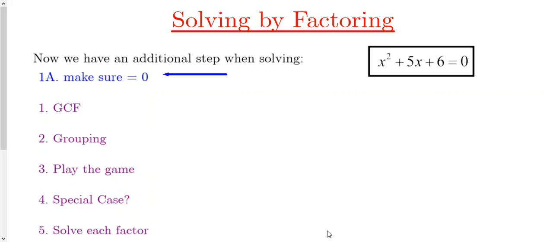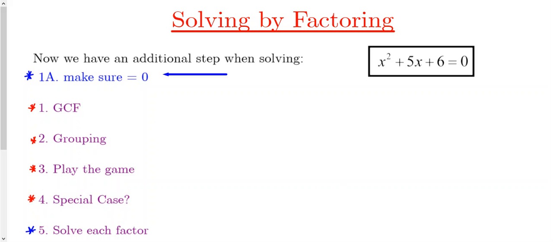So as a review, we still have our 4 steps to factoring that we have to be aware of. And that was our GCF, grouping, playing the game, and then if those didn't work, checking, is this a special case? We do have new steps that we have to introduce. Now before we can even GCF, whenever we solve, we have to make sure that it equals 0. That's key. And after we factor, we're then going to solve each factor.